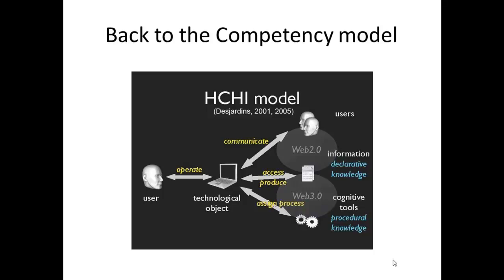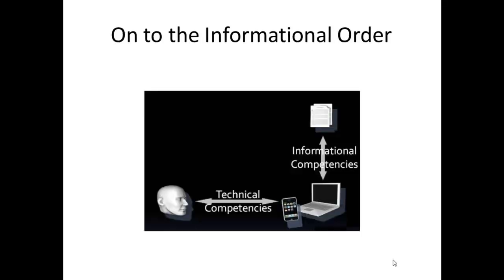The HCHI model, Desjardins 2001-2005, is being used in this course as it outlines the major technological competencies that will be explored throughout the course. The informational order addresses issues pertaining to the use and generation of declarative knowledge. Note that themes in this order are inclusive of those that will be explored in the last module as the learner user continues to interact with ICT, so issues of user competency regarding interfaces, organizational structures, etc., are added to the complexities of finding and managing information in its various guises.